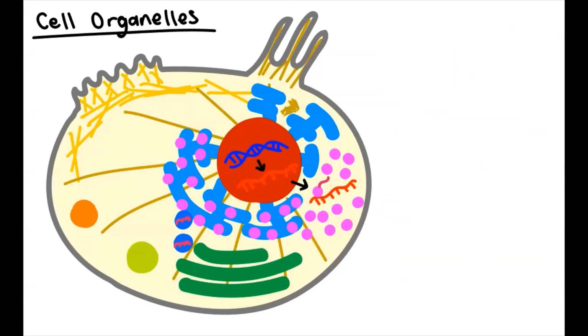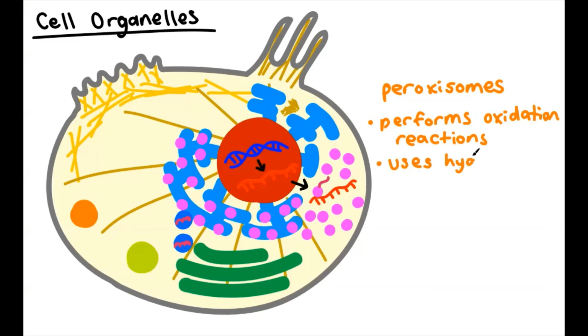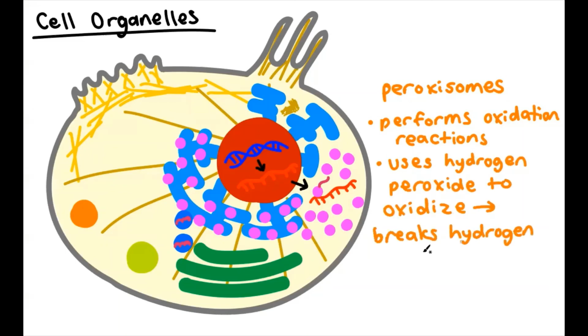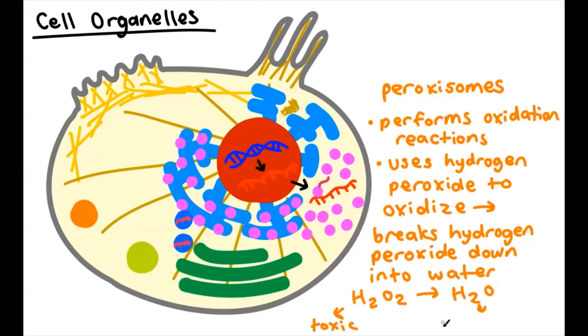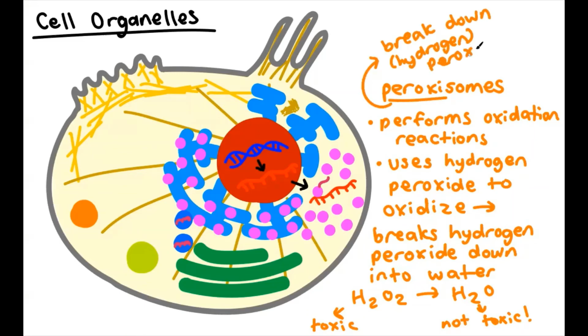Peroxisomes are another organelle in the cell. Their function is to perform oxidation reactions. They generally use hydrogen peroxide to oxidize other things, which helps break down hydrogen peroxide into water. Since too much hydrogen peroxide is toxic to the cell, peroxisomes are very important for making sure they don't do too much damage. For these organelles, think peroxide.